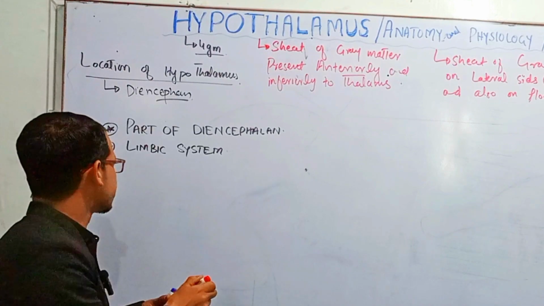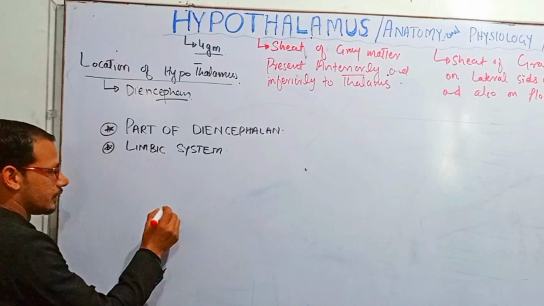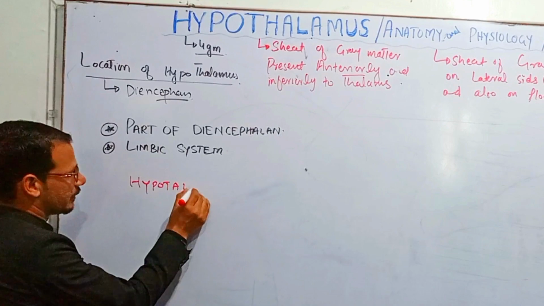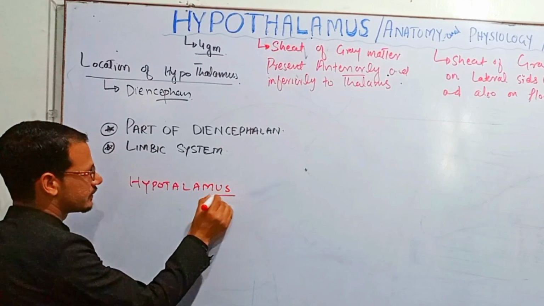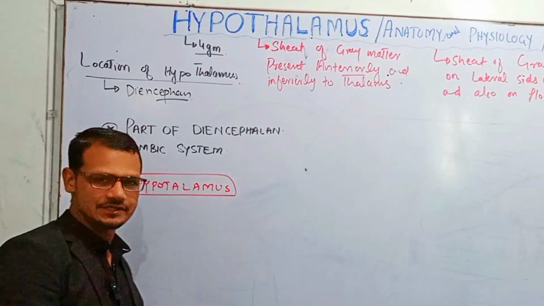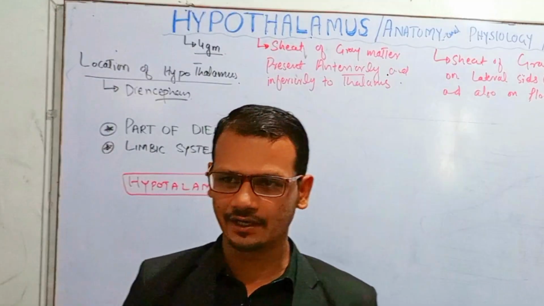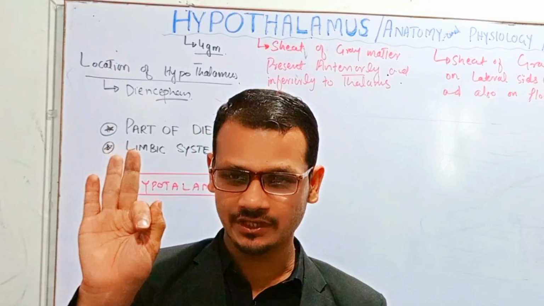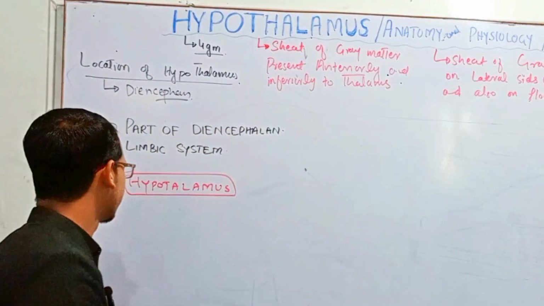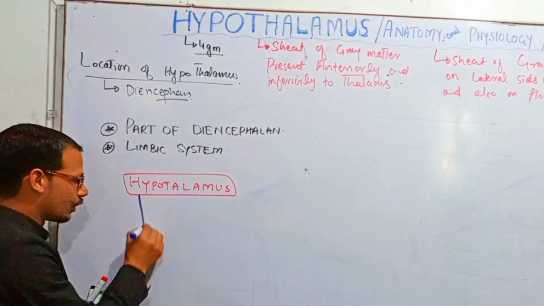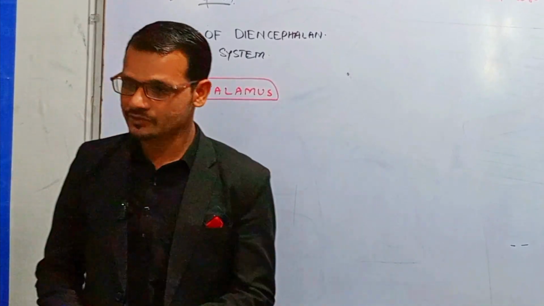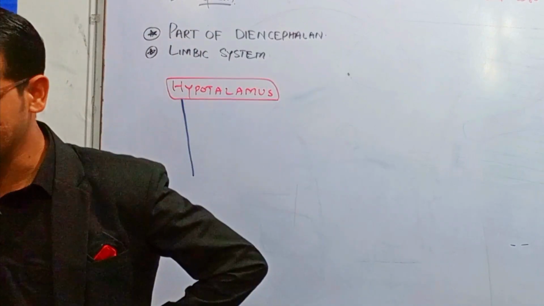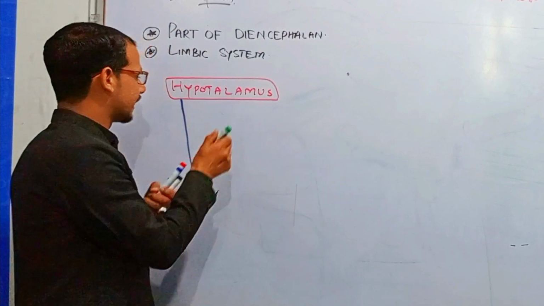For example, this is hypothalamus. If someone asks about hypothalamus and you forget all the things about hypothalamus, what is hypothalamus? You must remember these 3 points, right? That it has a role in emotions: sadness, happiness, anger, hunger, thirst, right? So it has limbic activity.